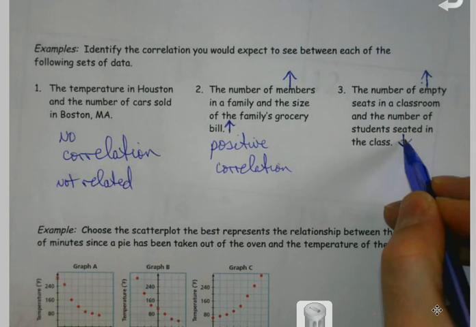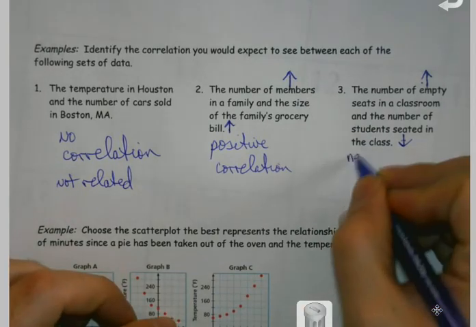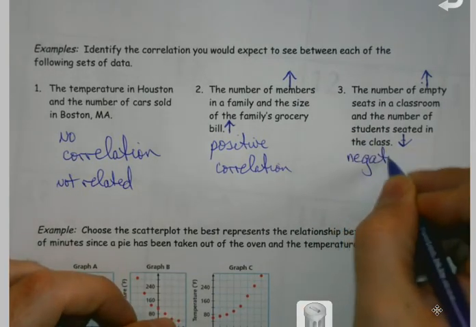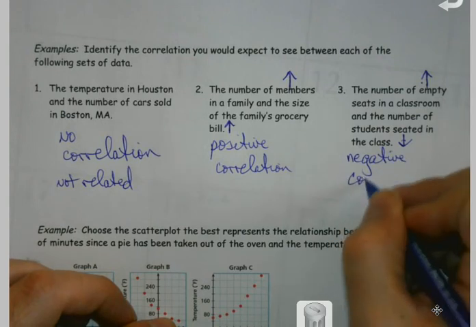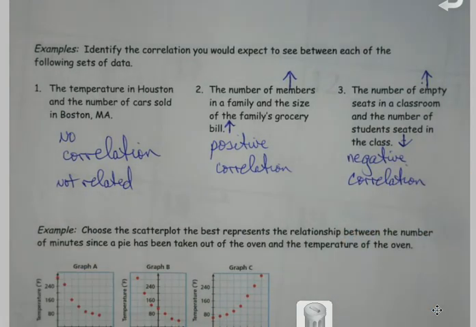What type's that again? Negative. We do one of each. When one thing goes up, one thing goes down, we've got ourselves some negative correlation.